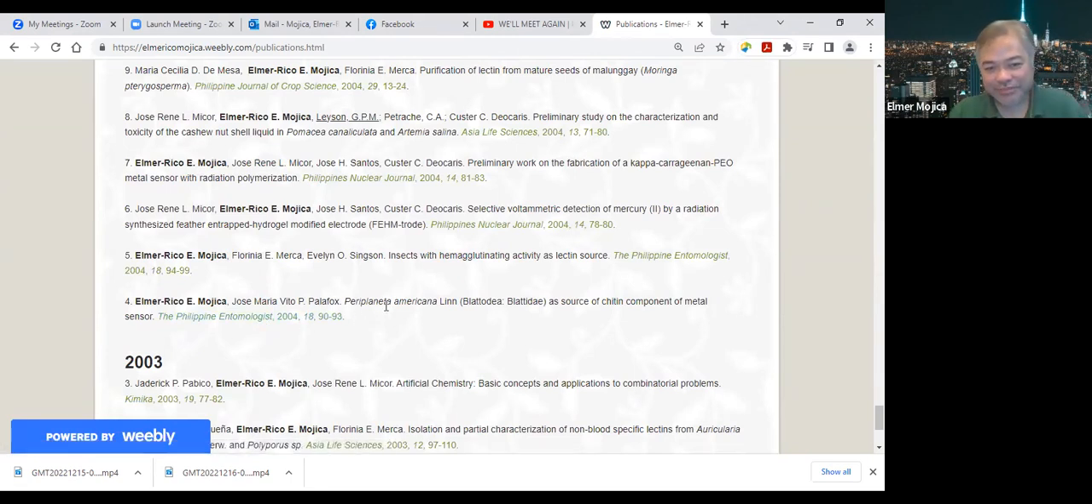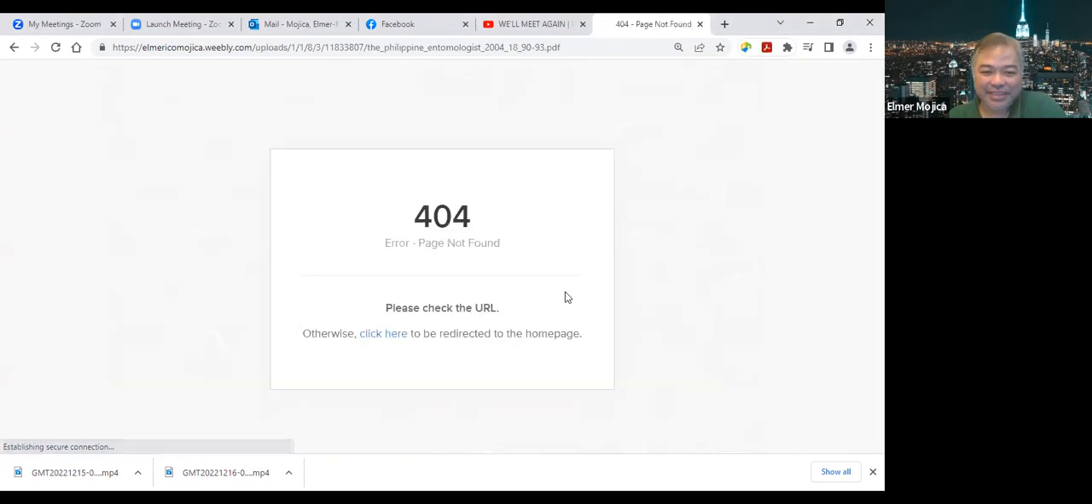Anyone has an idea what is the Periplaneta americana? Doon sa mga Alchem? Ano yung Periplaneta americana? Anyone? Ano yan? Anong species yan? Sige nga. Di ba may Alchem sa inyo? It's an ipis. Yep. And I think I have a copy of it. Ay, wala yung copy. Nakakainis.